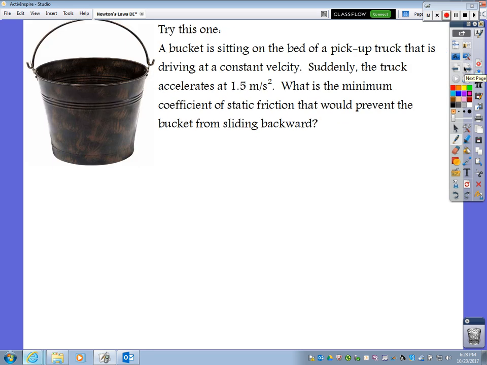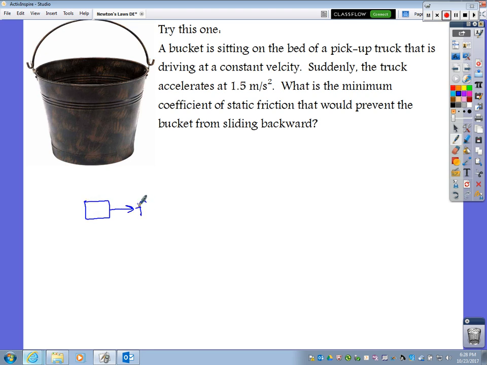Here's another one. Let's try this one. It's almost the same thing. A bucket sitting on the bed of a pickup truck that's driving at a constant velocity. Suddenly, the truck accelerates at 1.5 meters per second squared. What's the minimum coefficient of static friction that would prevent the bucket from sliding backwards? Almost the same thing, but now we're finding the coefficient of friction.